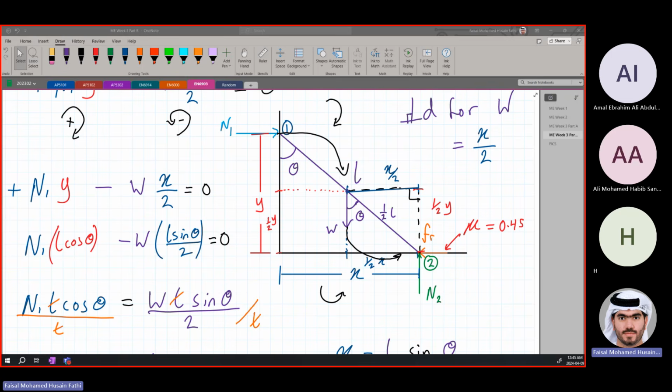So in question 2, a uniform ladder rests on a rough ground and is propped against a rough vertical wall. The difference is you're going to have two rough surfaces. Coefficient of friction is 0.5 and 0.25 for the ground and the wall respectively. Find the inclination of the ladder when it is on the point of sliding.